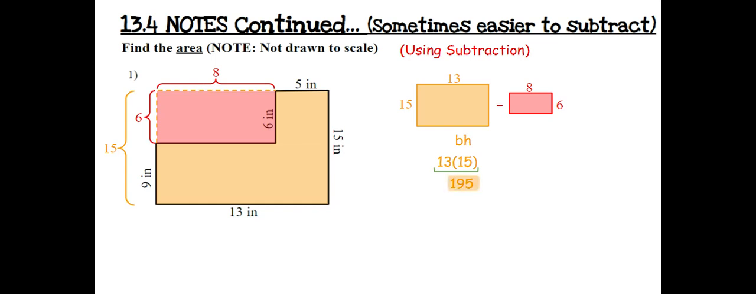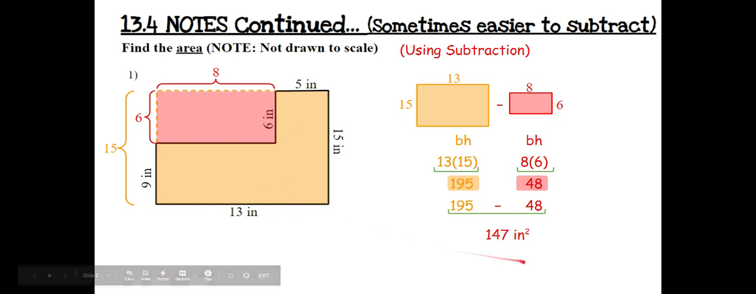Now I need to find the area of this smaller rectangle that isn't actually a part of the shape, because I found the area of this whole thing. Well, this part wasn't actually part of my original shape. See, it's only the dark line. So if I subtract out that rectangle, base times height, 8 times 6, which is 48. Go ahead and plug that into your calculator. 195 minus 48.